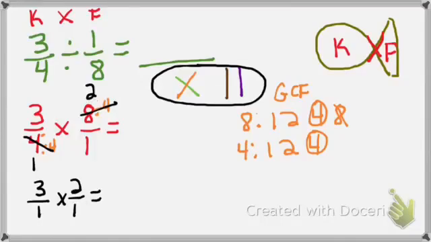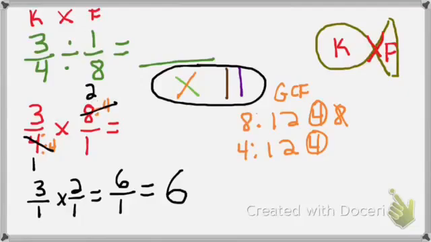Remember, we multiply numerator times numerator. 3 times 2 is 6. Denominator times denominator. 1 times 1 is 1. 6 over 1 is the same thing as 6. So 3/4 divided by 1/8 equals 6.